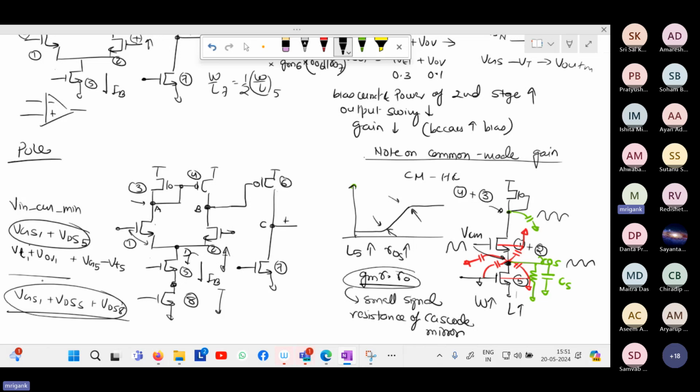Yes, anybody? Input common mode range, because ultimately we are worried about differential signal. Input signal in the differential case is anyway small. We are always simulating with small signal AC. So why are we so much concerned about having a good common mode range, or reduction in the input common mode range? Anybody?